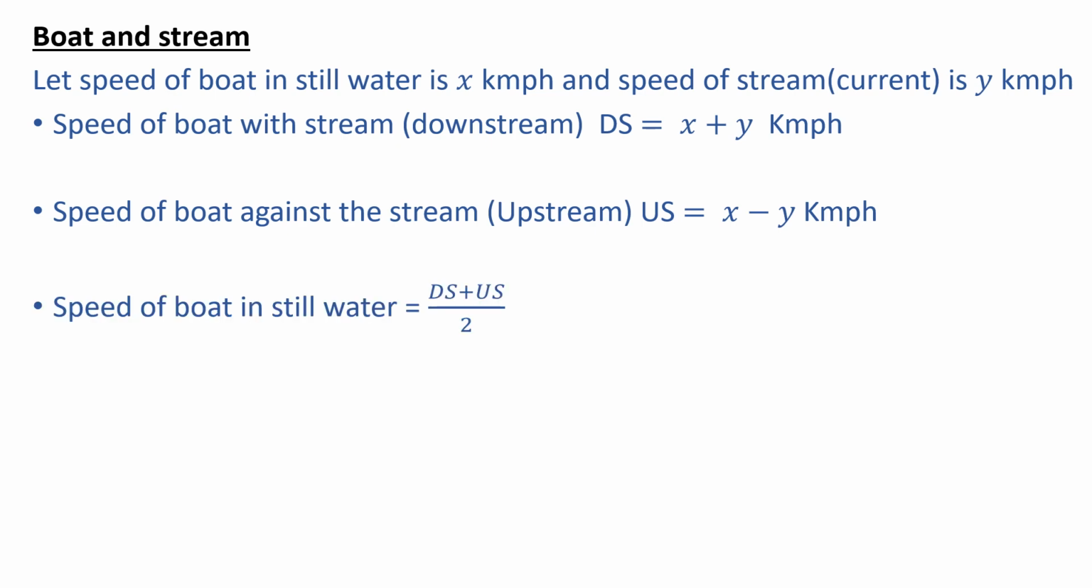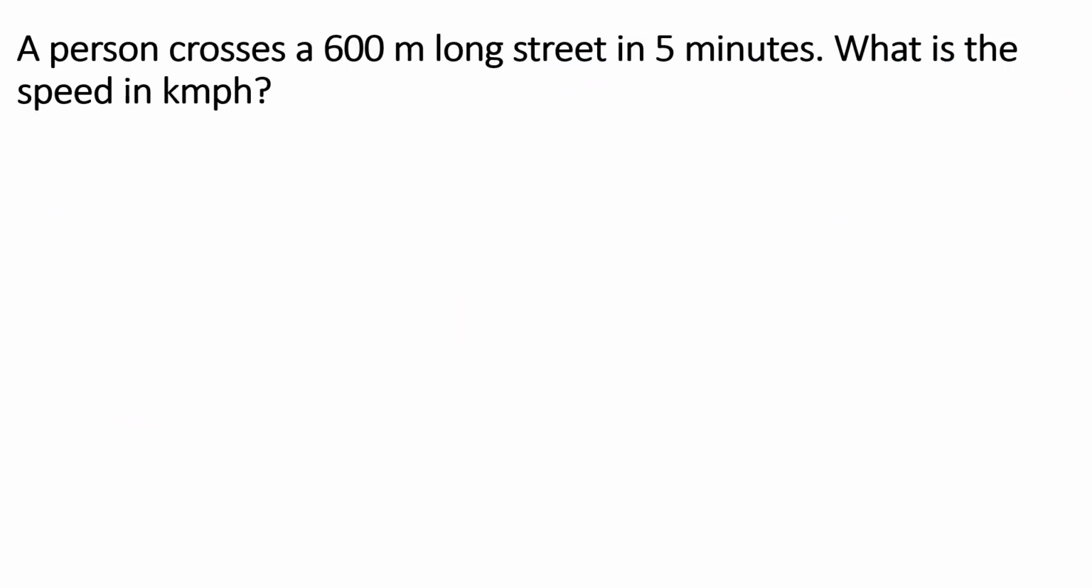Now if you want to find the speed of the boat in still water, that will be downstream plus upstream divided by 2, and the speed of the water current, or the stream, will be downstream minus upstream divided by 2. So these are some formulas which we will require. Let us solve some simple questions.